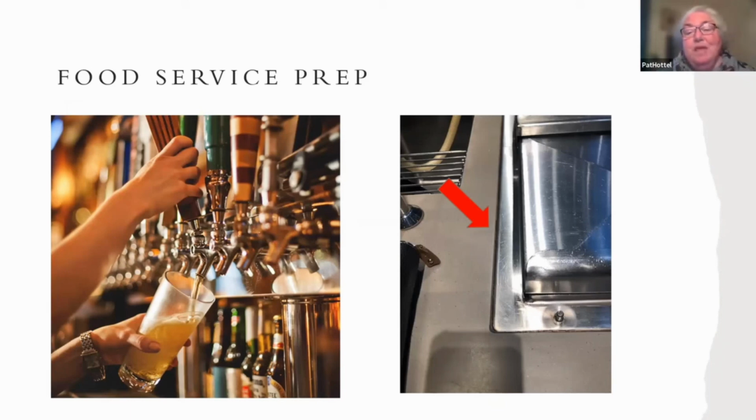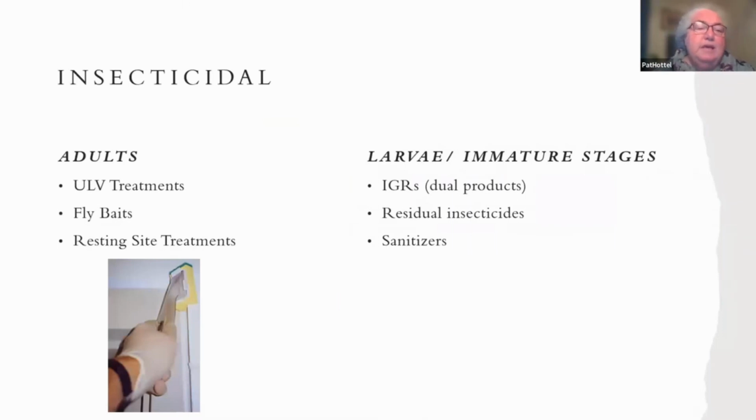Picture to the right is a food service counter, getting back into our restaurants. And sometimes the seal there can be imperfect. If you can get your head up or use an inspection mirror underneath, sometimes you'll even see some seepage, right? As that counter gets wet, if there's an accumulation of organic material and that moisture stays in there, we can get small flies. Insecticidal adults, ULV, fly baits, resting site treatments.